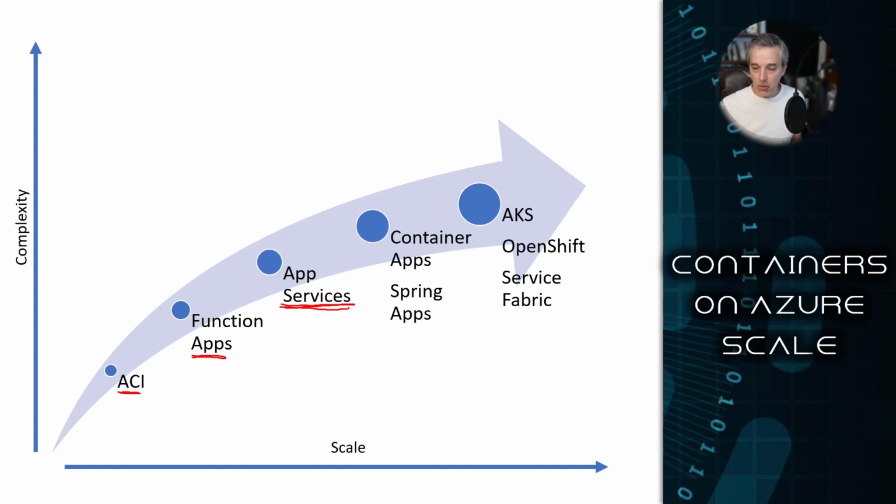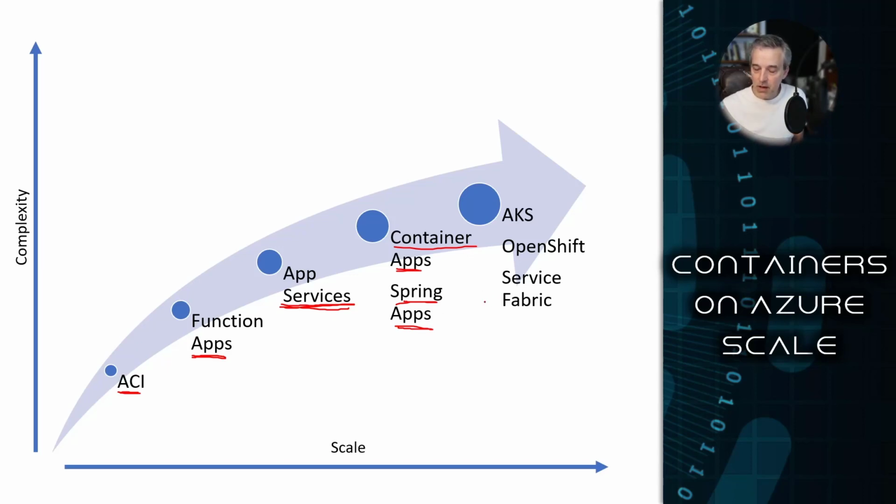So moving to the right, you have container apps and Spring apps. So container apps, like I said, is a managed Kubernetes environment. It's slightly more complex than what you would get at app services, but it's not nearly as complex as a full-blown Kubernetes experience because it is more managed. And you also have Spring apps. It's very similar to container apps, but it's more opinionated towards the Spring framework.